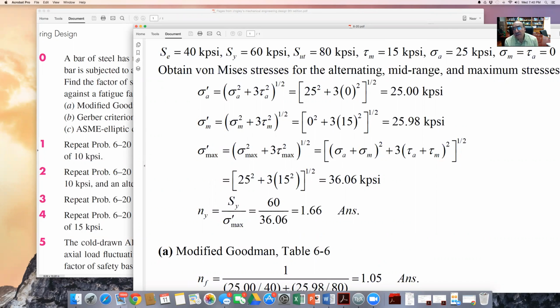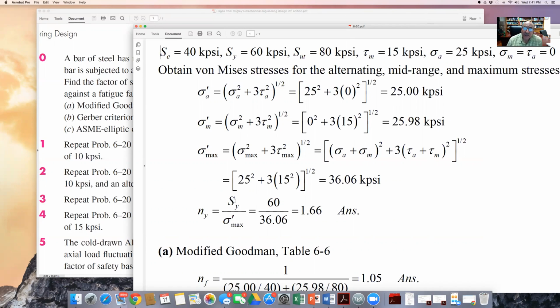Since we want to guard against yield, we want to make sure on the first cycle the maximum stress does not exceed the yield. So if I add up the mean plus the alternating of the von Mises kind, then I should get the maximum, and the maximum should not exceed the yield. So first I have to find sigma max, and sigma max is sigma alternating plus sigma mean. So sigma alternating is 25, and sigma mean is 0. So this will give me 25 squared plus 3 times the alternating plus the mean of the shear kind squared. So it gives me 36. And then I gauge that against the yield strength of the material, which is 60.